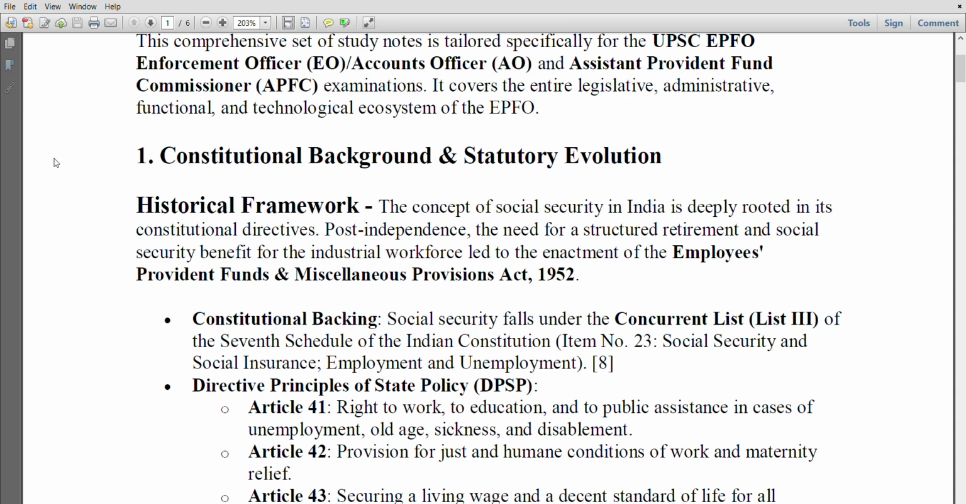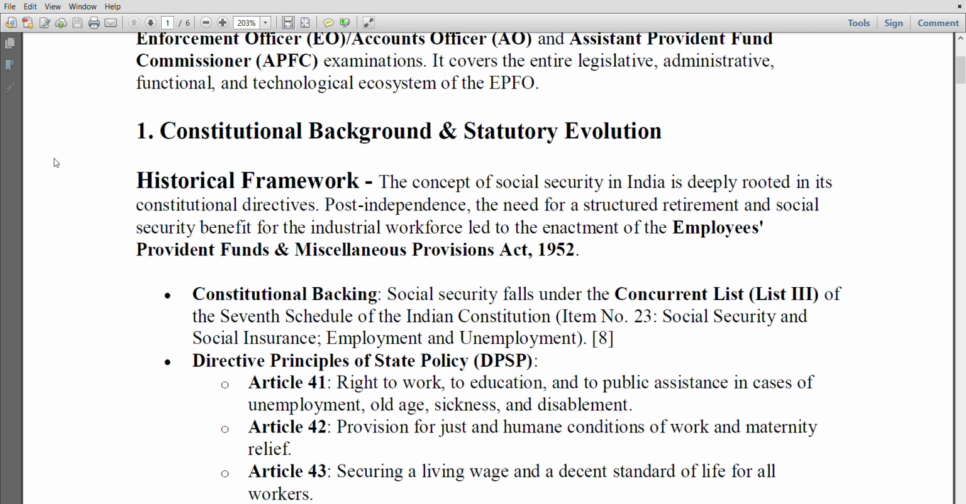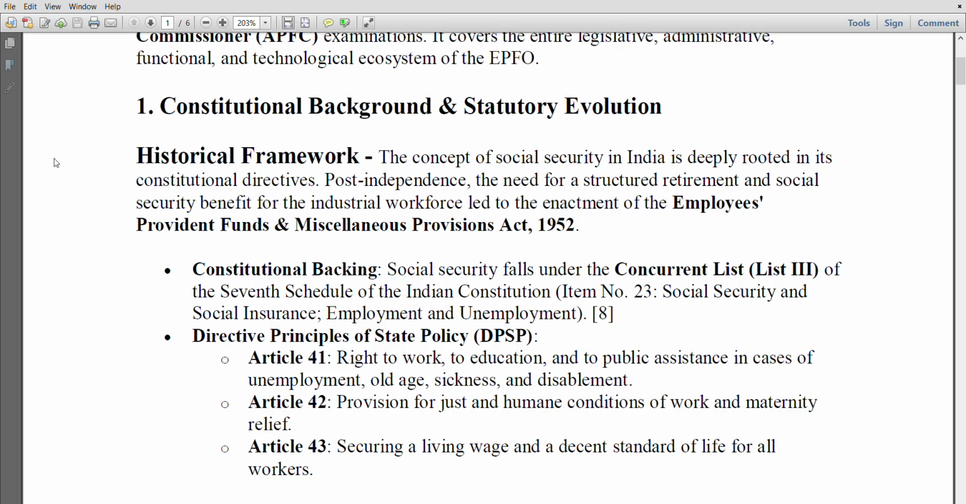Directive Principles of State Policy, DPSP. Article 41: right to work, to education and to public assistance in cases of unemployment, old age, sickness and disablement. Article 42: provisions for just and humane conditions of work and maternity relief. Article 43: securing a living wage and decent standard of life for all workers.